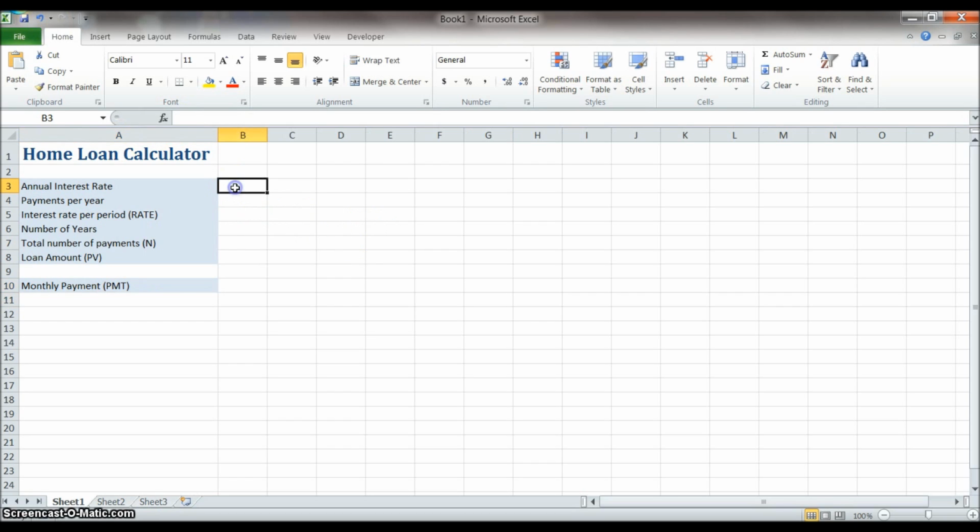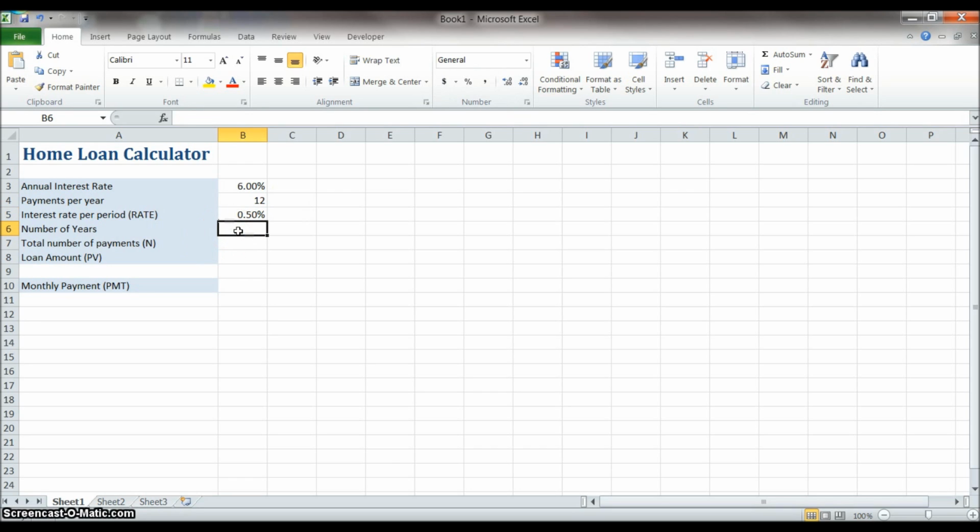Okay, so I'm going to go ahead and enter some values in here. For the interest rate, we're going to have 6% annually. We're going to have monthly payments, so 12 payments per year. So the interest rate per period is going to be equal to the annual interest rate divided by the number of periods. Right, and I'm going to go ahead and make that a percentage because we like that. There we go. Okay.